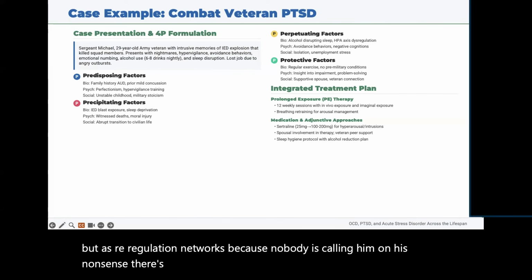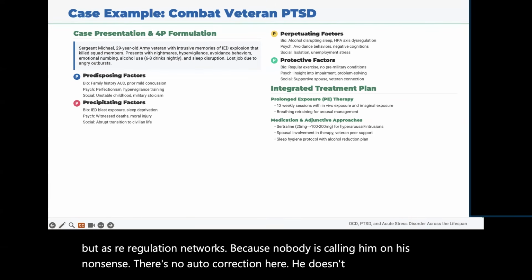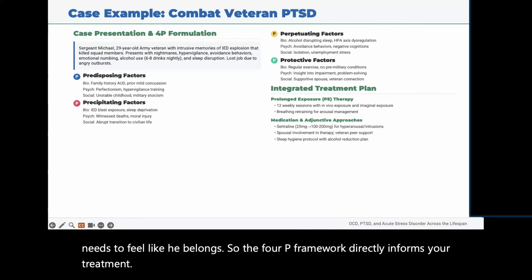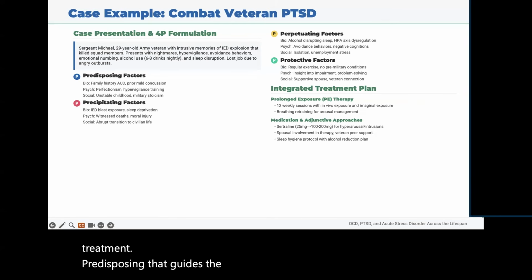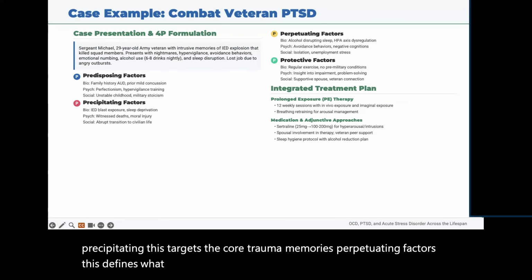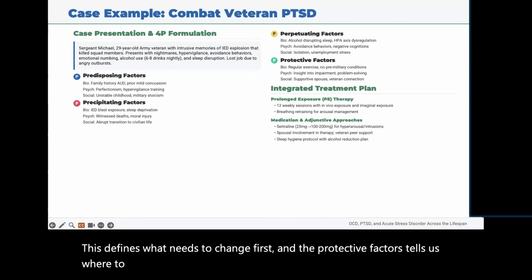There's no auto-correction here. He doesn't just need safety. He needs to feel like he belongs. So the 4P framework directly informs your treatment. Predisposing, that guides the psychoeducation and insight work. Precipitating, this targets the core trauma memories. Perpetuating factors, this defines what needs to change first. And the protective factors tell us where to begin his healing process and what you're going to reinforce.